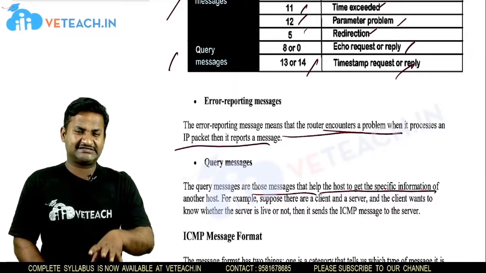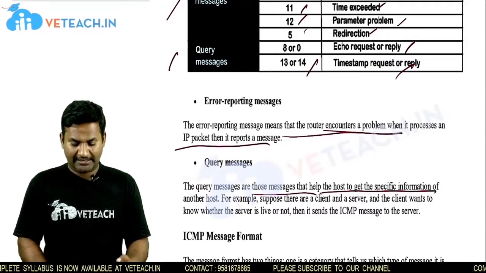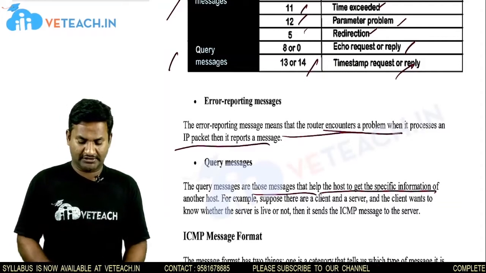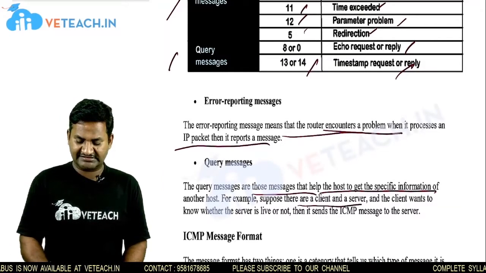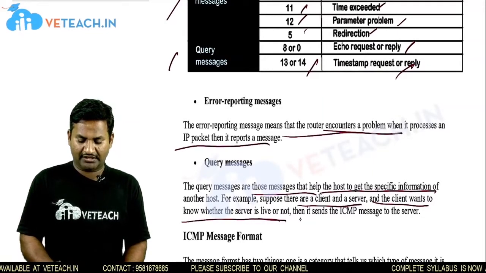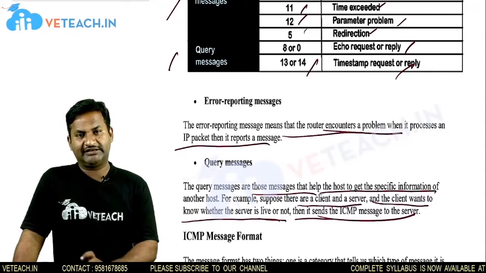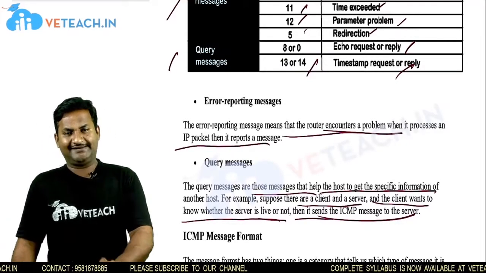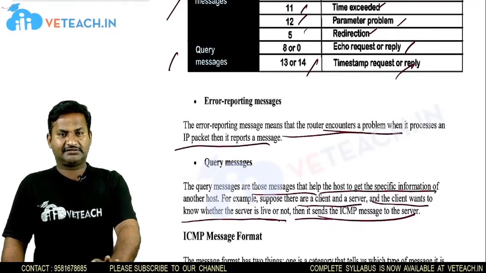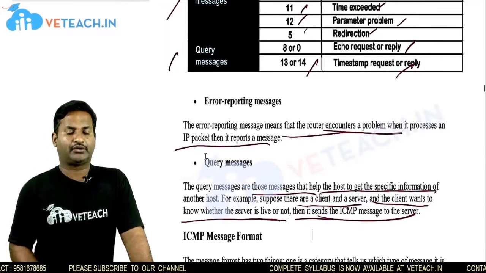Error reporting messages are caused by a problem at the router, but coming to query, it is the concern of the host. For example, there are a client and a server, and the client wants to know whether the server is live or not, then it sends an ICMP message to the server. So this is completely between the client and server, but the error reporting message is entirely different. It is by the router.